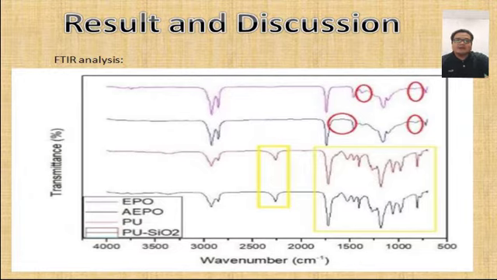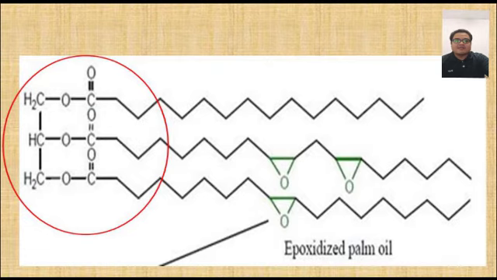Based on the epoxidized palm oil spectra, the first one, there is presence of C-O-C functional group at wave number 835.82. From that spectra, we can prove that this is epoxidized palm oil because the structure comprises of epoxy group at the front.